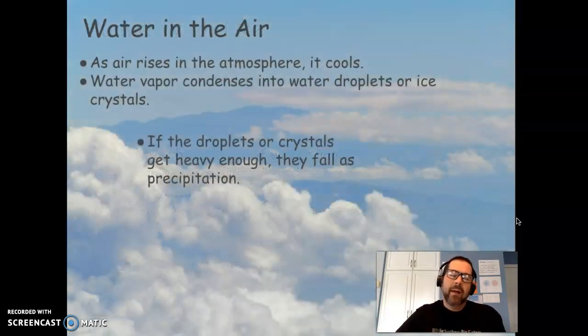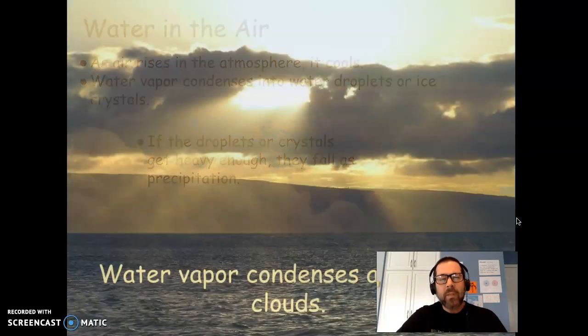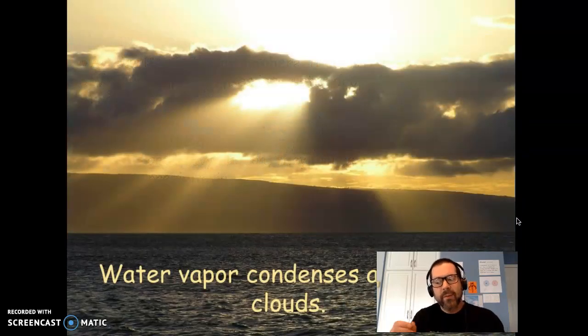So, as I mentioned quickly at the onset of this video, as air rises in the atmosphere, it cools. The water vapor that's in that air condenses into water droplets or ice crystals. And once those droplets or crystals get heavy enough, they fall as precipitation, which is what we're going to take a look at in the next video in the series. Water vapor condenses and forms clouds.